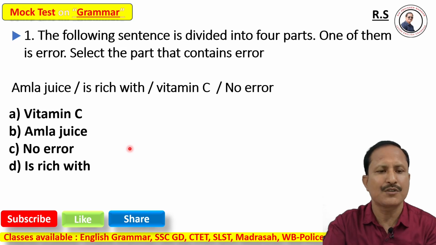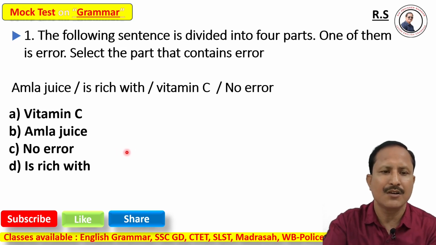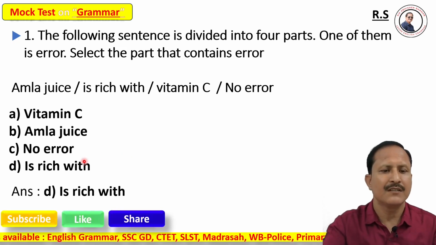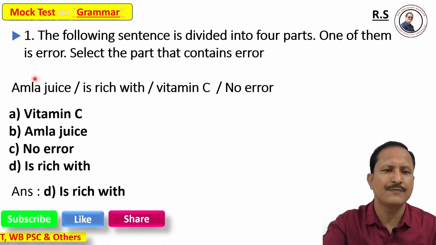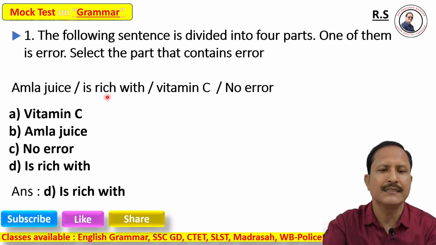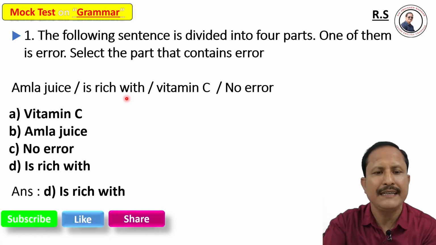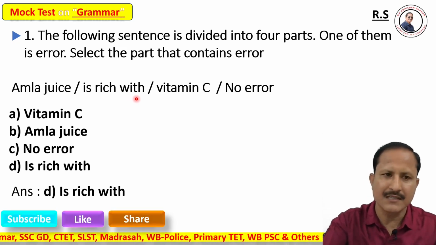Here, one option is wrong. The right answer is option D, is rich with, because Amla juice is rich here. Rich is immediately followed by the preposition in. With is the wrong answer.